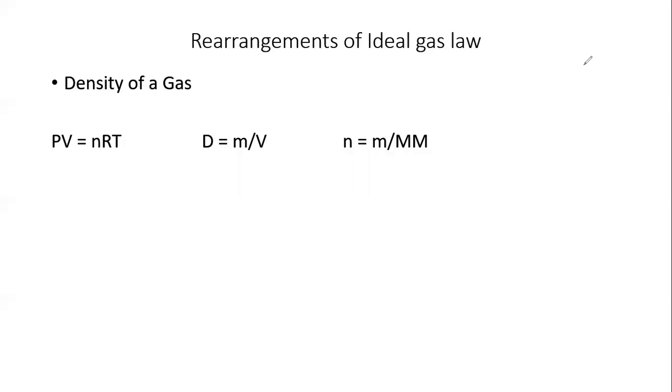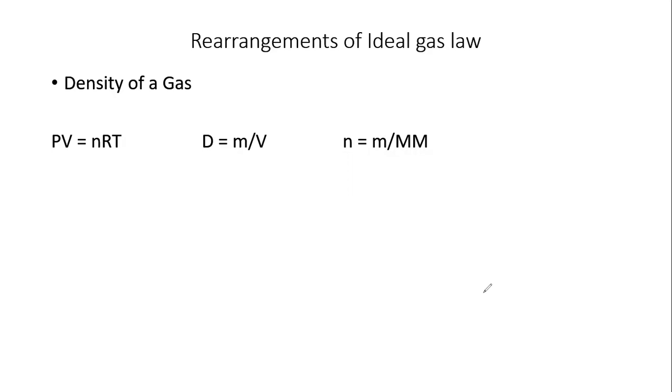So in the last lecture, we talked about the ideal gas law and the individual gas laws and how they show the relationship between the different properties of gas. And in this lecture, we're going to talk about what other things we can calculate with the ideal gas law. And one of them is the density of a gas.